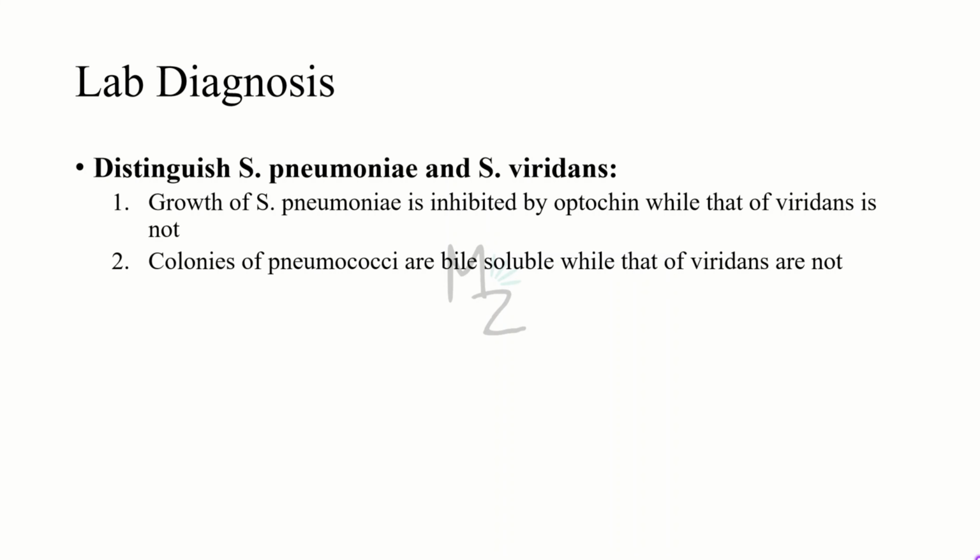How do we distinguish strep pneumoniae from strep viridans? They're distinguished by two main criteria. Number one, the growth of pneumoniae is inhibited by optochin, whereas the growth of viridans streptococci is not inhibited. And number two, the colonies of strep pneumoniae dissolve when exposed to bile. It means that they are bile soluble, whereas colonies of viridans streptococci do not dissolve. It means that they are not bile soluble, they are bile insoluble.